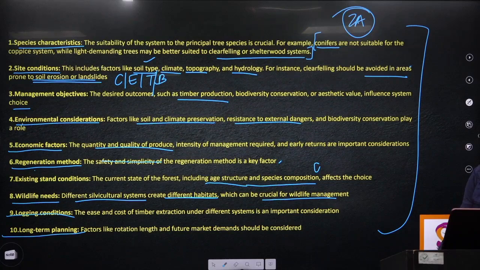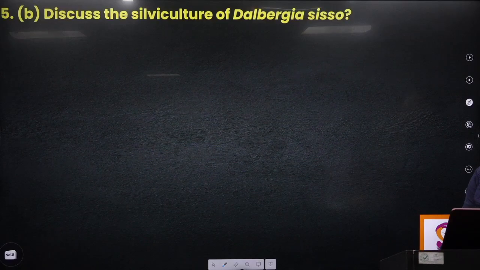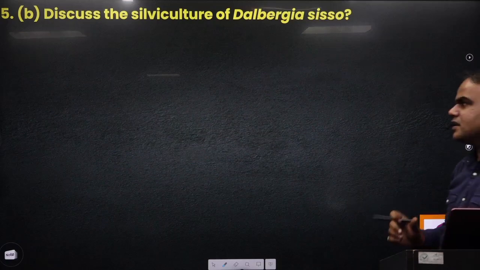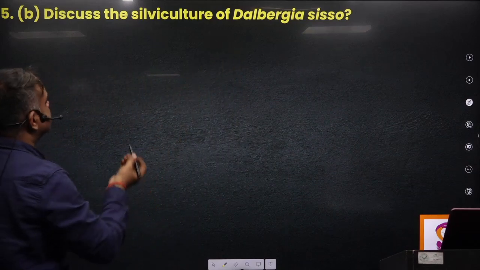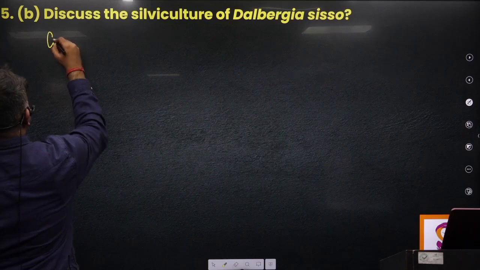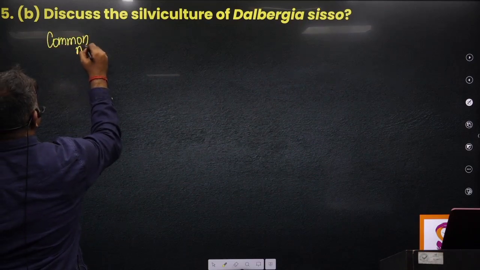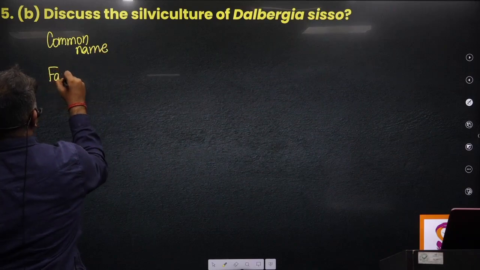Now let us talk about the next particular part here in this particular case. Okay, and now we'll talk about the silviculture of Dalbergia sissoo. Okay, now see, one question based on silviculture we've already seen, right? So now let us have a look at the other part. Okay, so here, whenever you get a question, there are some basic things you can write in silviculture. Like for example, here they are simply asking you the silviculture. So here you can talk about the common name. If possible, you can even mention the family name.